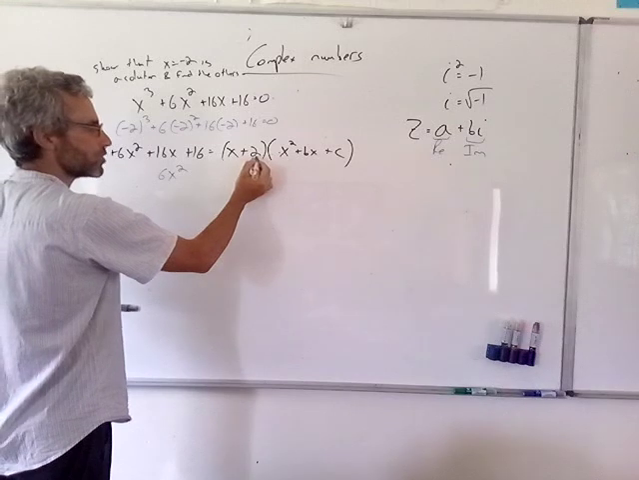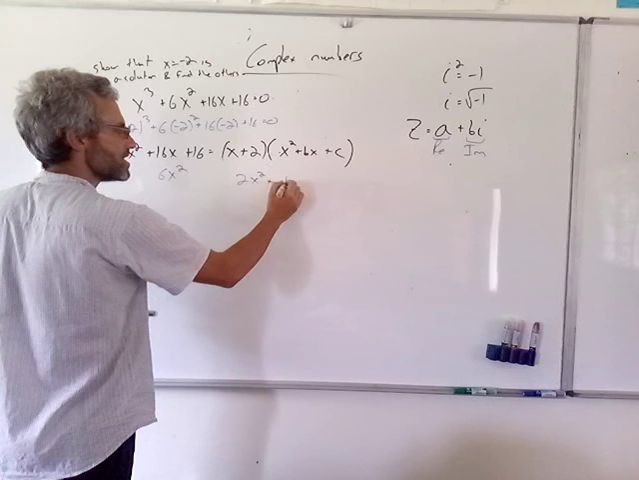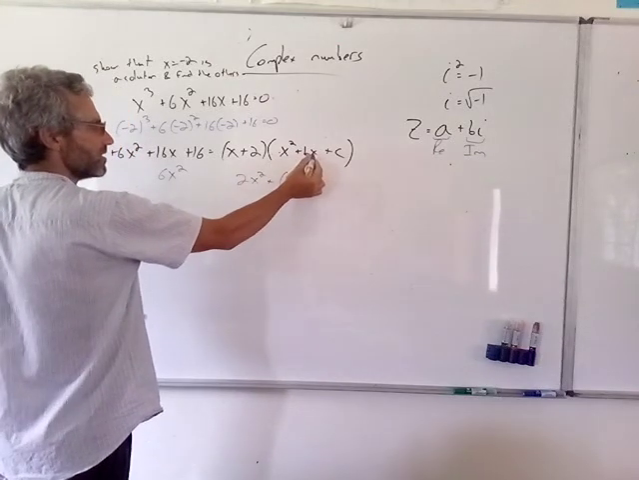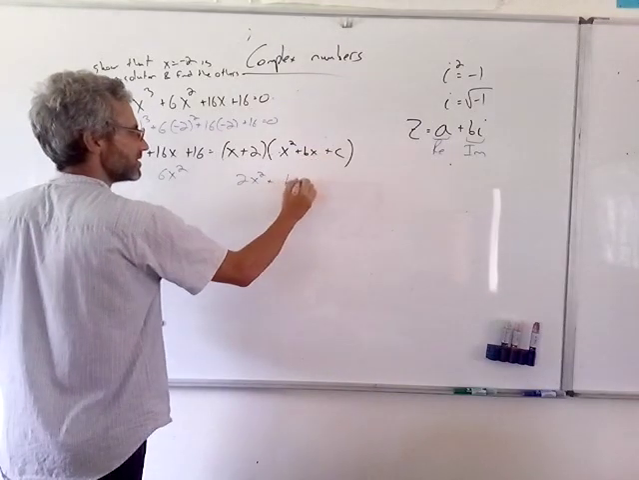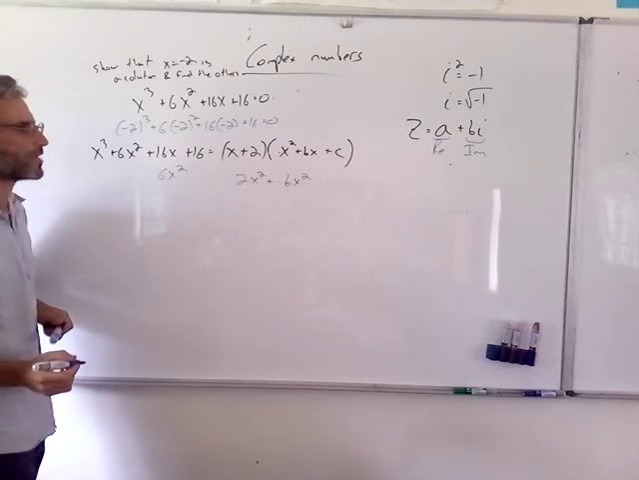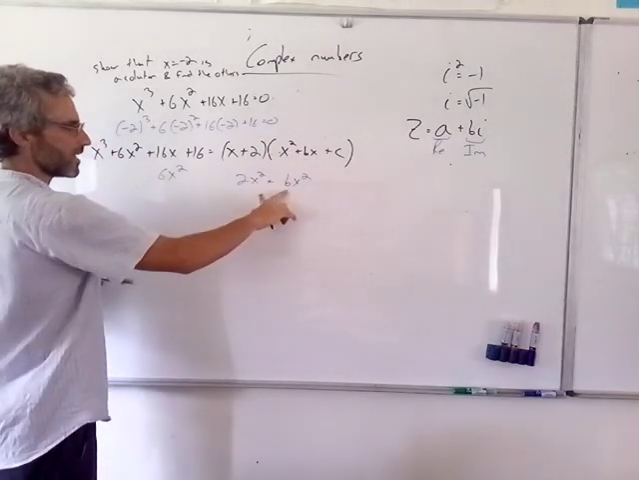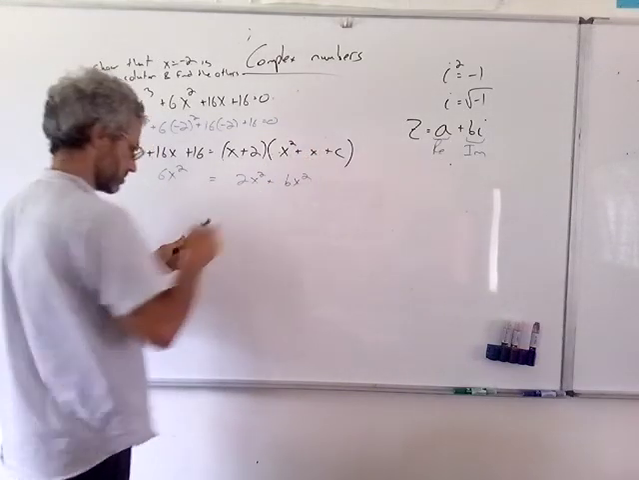2x squared, and then x times bx. So b plus 1 x? No, sorry, I'm wrong. Not plus 1. It's just bx squared. That's the only way to make squares, right? There's nothing else. What does it tell you? What is b equal to? 4. b is equal to 4, so we're going to write 4.